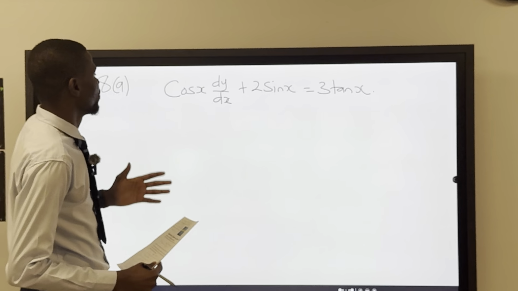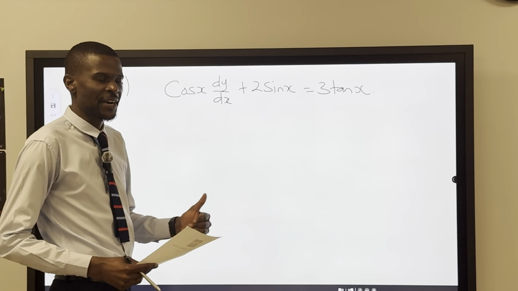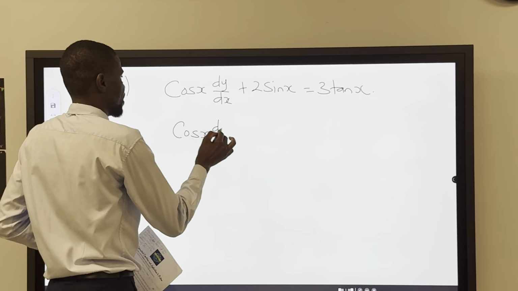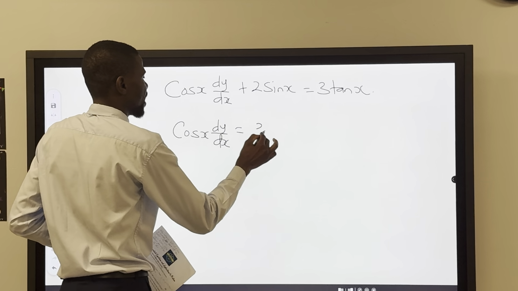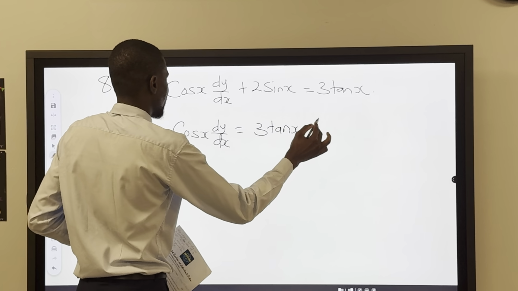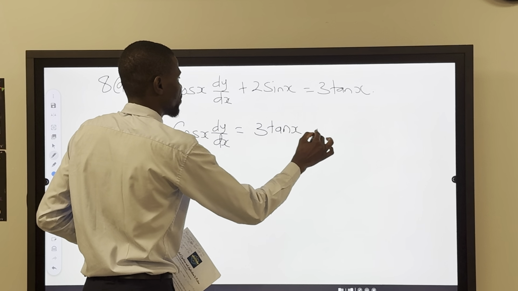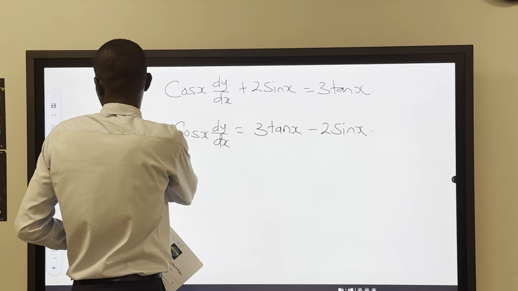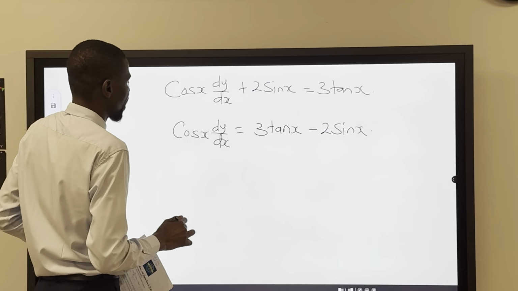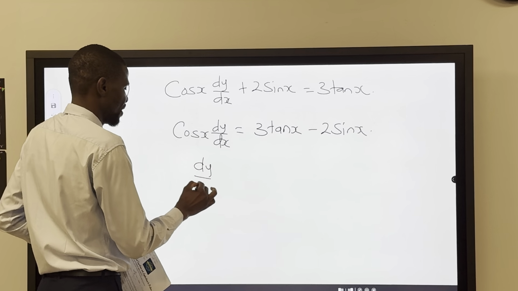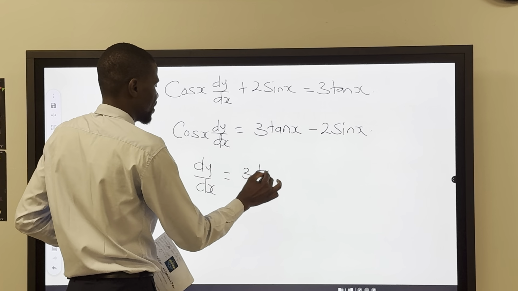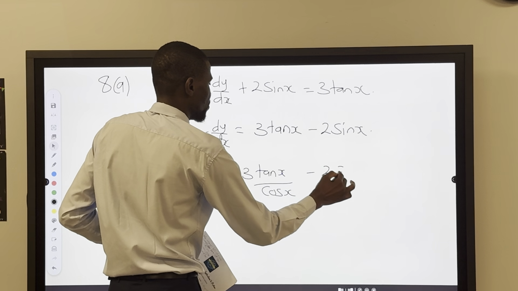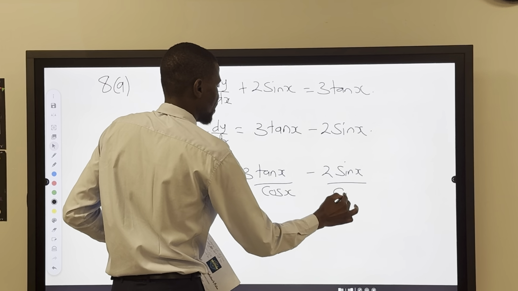Right, so firstly guys, we need to separate the variables. So I'm going to subtract 2 sine x from both sides so that we remain with cosine of x dy dx equal to 3 tan of x subtracting 2 sine of x. Right? Now let's divide everything by cosine of x. So dy dx equal to 3 tan of x over cosine of x minus 2 sine of x over cosine of x.